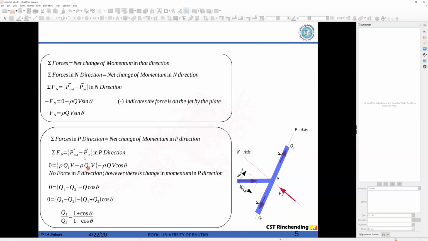Why is there a minus Q2? Going out means it is going out, so it should be addition, right? But here it is because of the sign convention. This is the positive direction, and this is the negative direction, that's why v is in negative direction. Minus rho Q v cos theta. This is what is coming in. So from here, we know that the ratio of Q1 by Q2 is equal to 1 plus cos theta divided by 1 minus cos theta. For this, I'm stopping here and we'll continue in the next video.